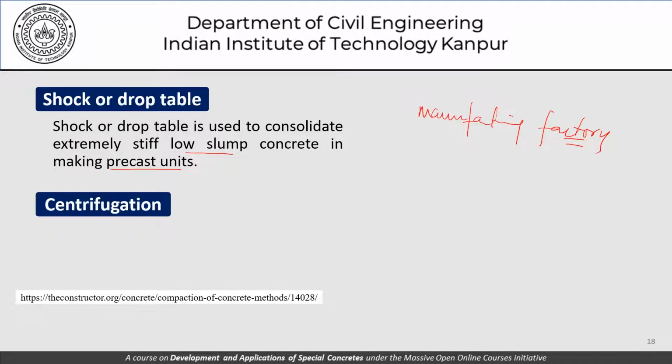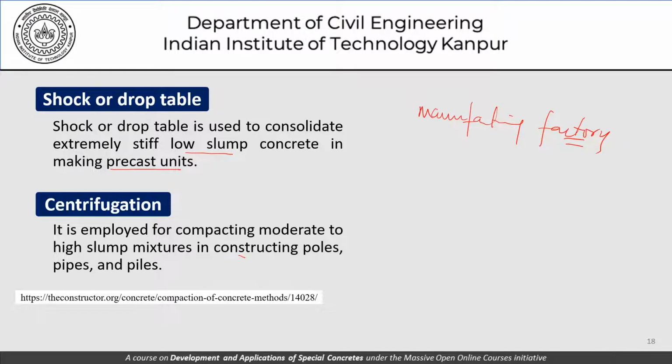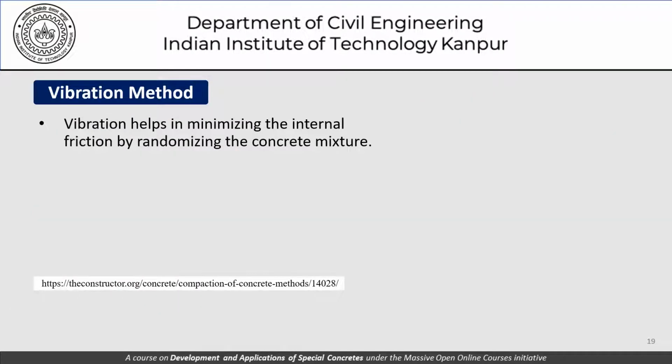Similarly, centrifugation is employed for compacting moderate to high slump mixtures in constructing poles, pipes, and piles. This is again something we use in factories. I would encourage you to look at how RC pipes are compacted or consolidated in a factory environment.